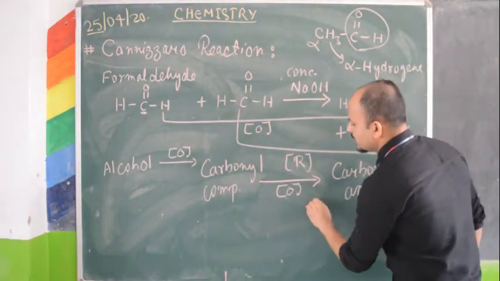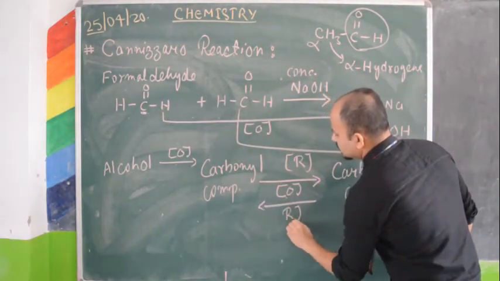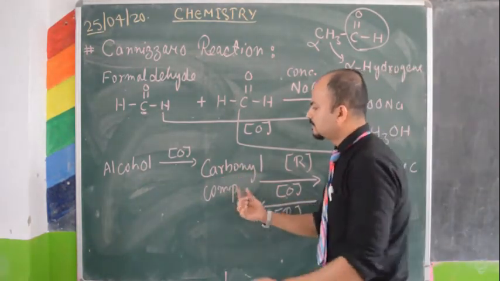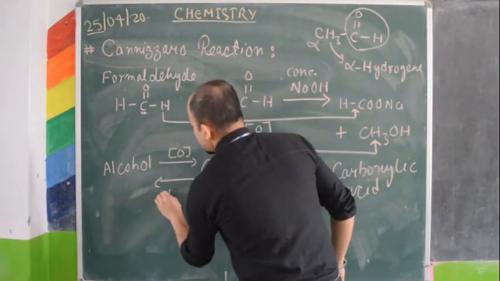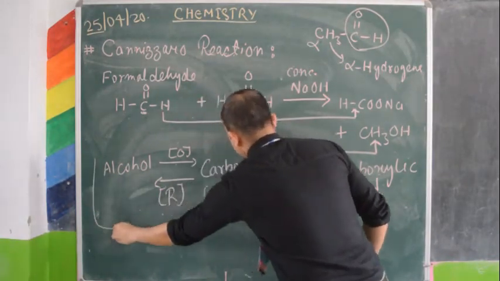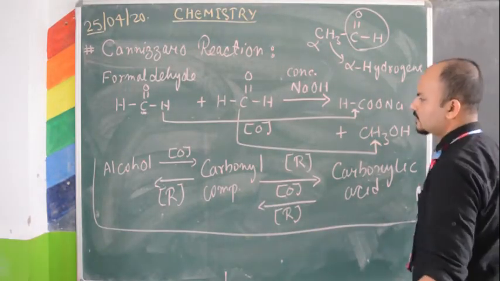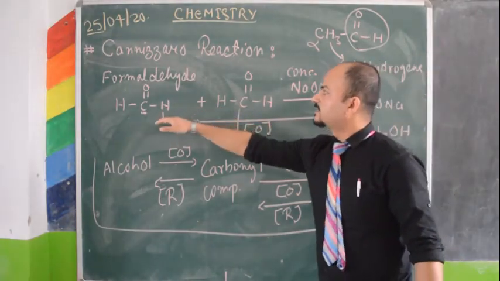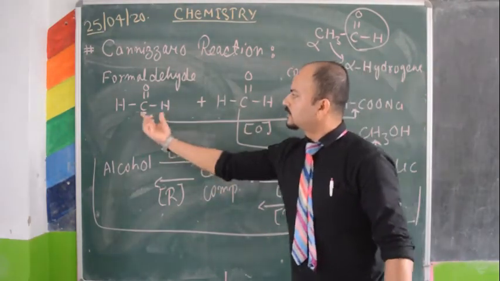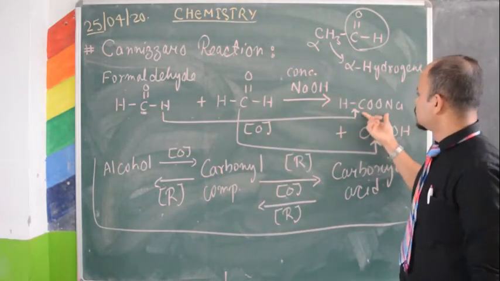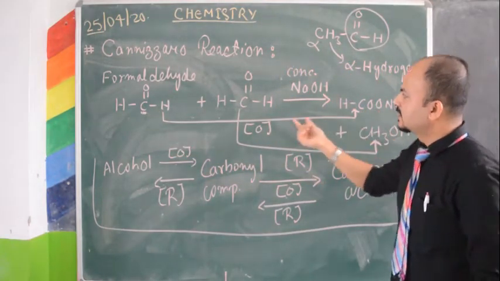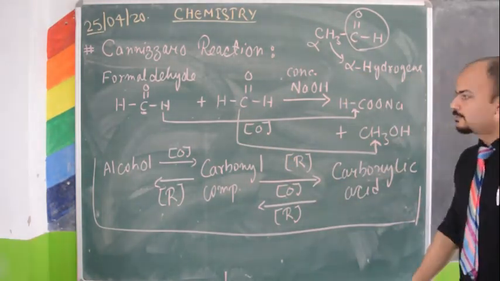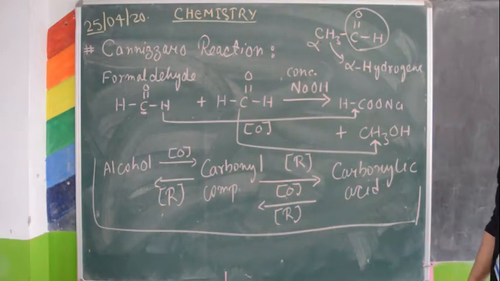The reverse is true when they undergo reduction. When carboxylic acids are reduced, you get carbonyl compound. When carbonyl compounds are further reduced, you will be getting alcohol. So if you remember this trend, which I have already taught you in class, then it will be very easy to write down the Cannizzaro reaction. One molecule is oxidized to salt of carboxylic acid, and the other molecule is reduced to alcohol. Hope you have noted down this Cannizzaro reaction.